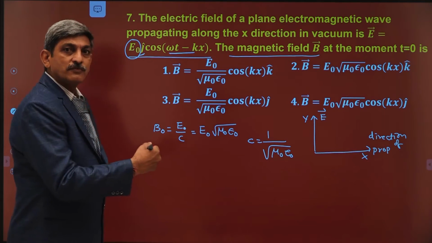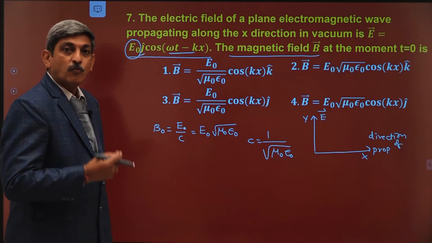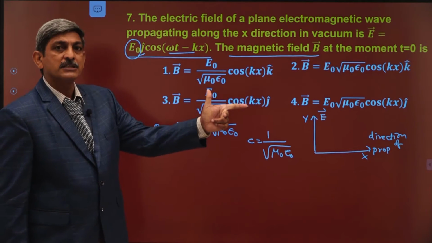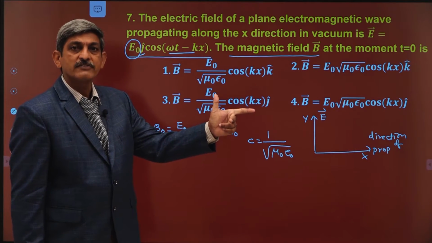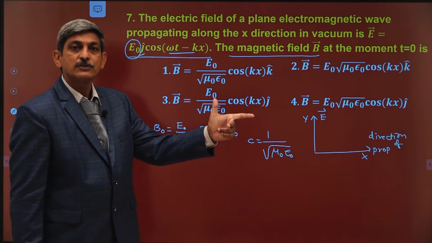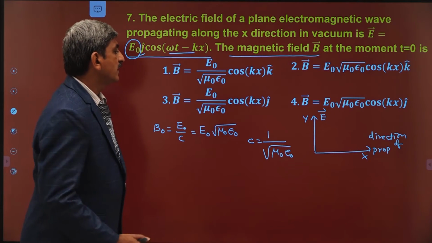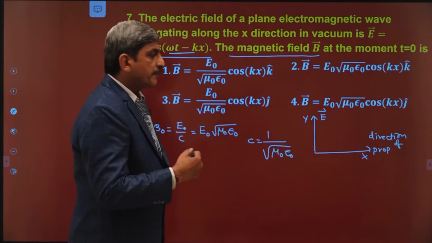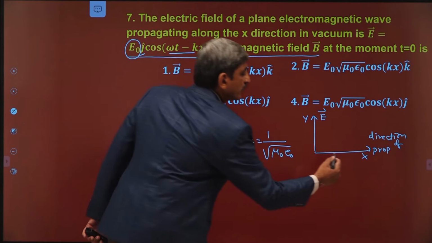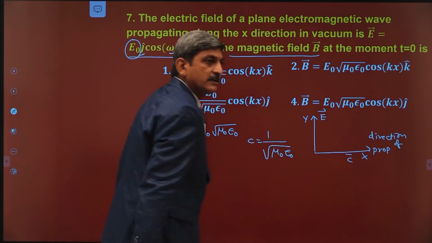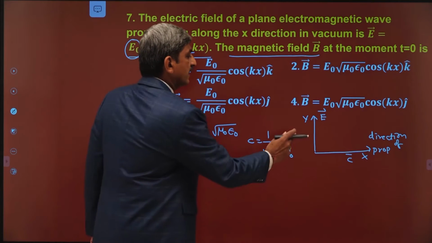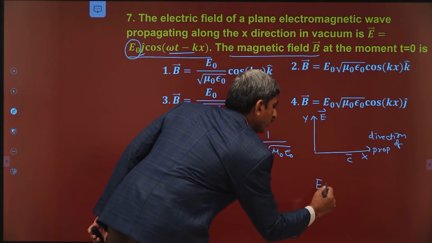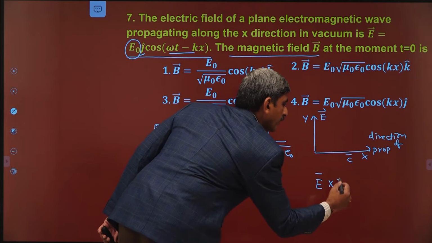Now we have to find out the direction of the magnetic field. What is the basic principle of the electromagnetic wave? The direction of the propagation, the direction of the electric field and the direction of the magnetic field are always perpendicular to one another. Suppose E bar is the vector of the electric field, B bar is the vector of the magnetic field, and C bar is the direction of the velocity vector, then E bar, B bar and C bar must be related according to the formula E bar cross B bar.